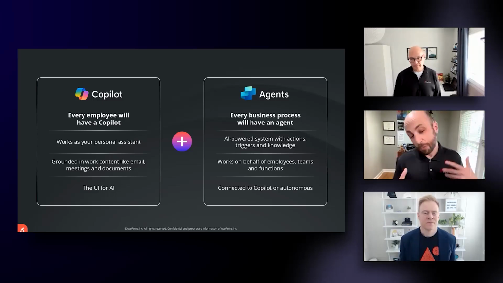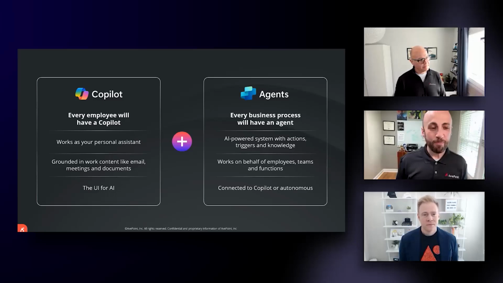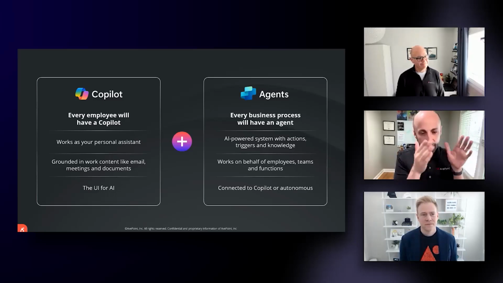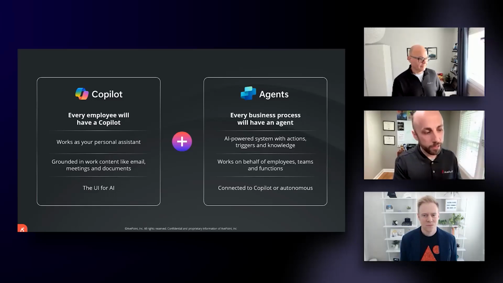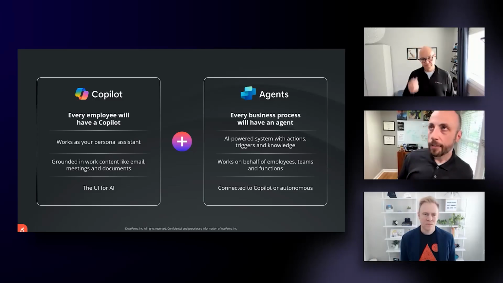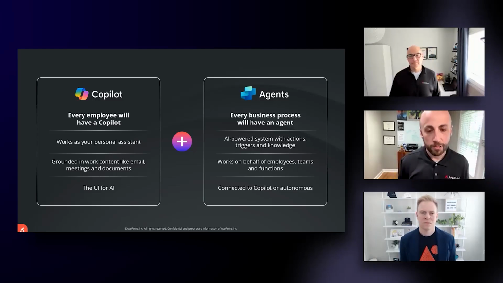Copilot is Microsoft's implementation of that. So again, Copilots are really focused on the individual. Agents are interesting because they're focused on business processes, and it's about how do you streamline those processes, inject AI into the workflow, and allow the AI to orchestrate across multiple systems.